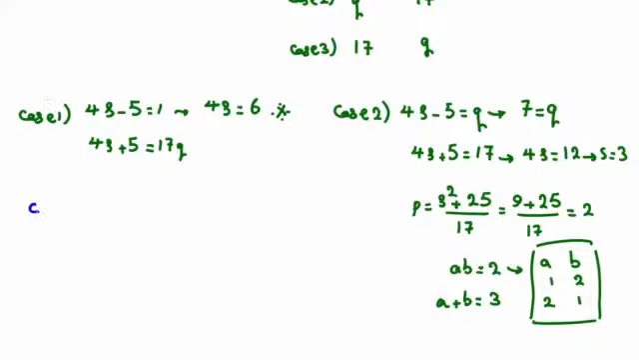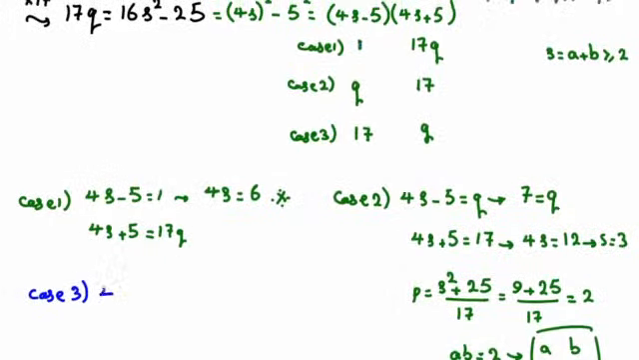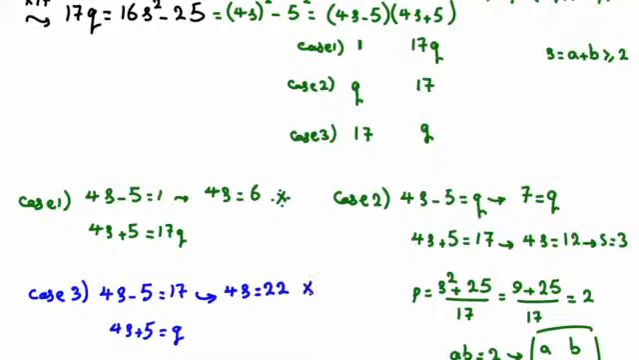In our last case, case number 3, 4s minus 5 is 17, and 4s plus 5 equals q. Again, if you add 5 to both sides, 4s equals 22. 22 is not a multiple of 4. Okay, so we don't have any answer here.